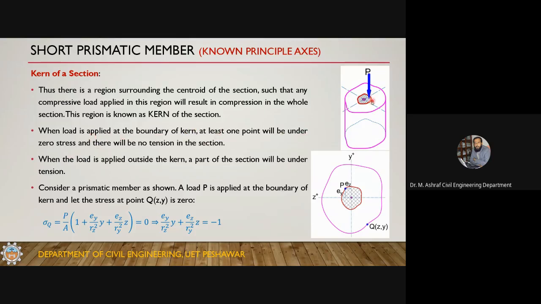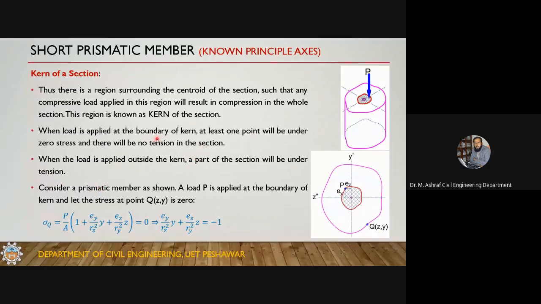When the load is applied at the boundary of the kern, at least one point will be under zero stress. If you are applying a load here, there is a possibility that there will be a point somewhere here where the stress will be zero. Let's suppose this is the cross section of the member. If you are applying a load at the boundary of the kern here, then the stress at this point may be equal to zero. When the load is applied outside the kern, a part of the section will be under tension. If you are applying a load here, then probably this part will be under tension.